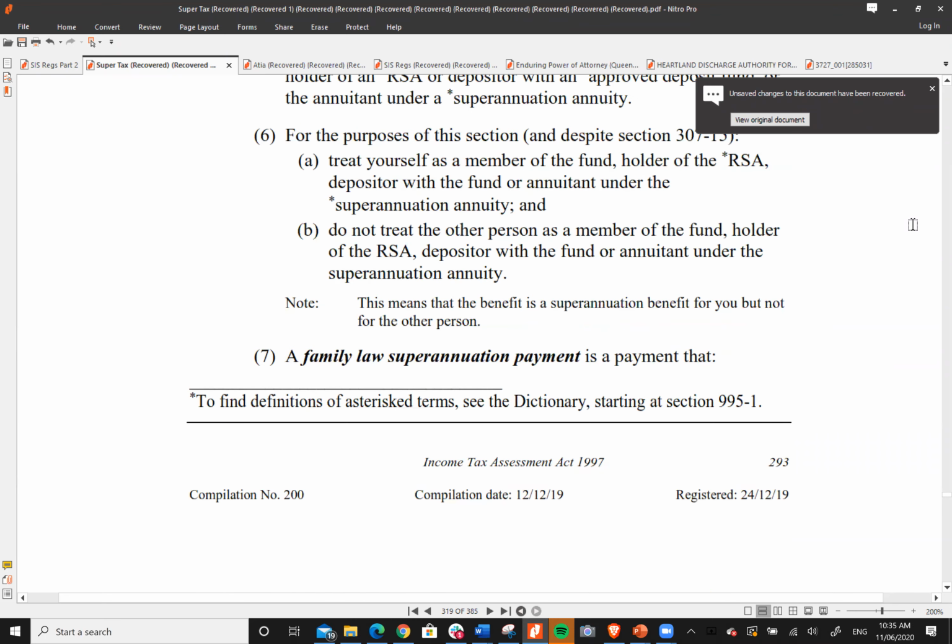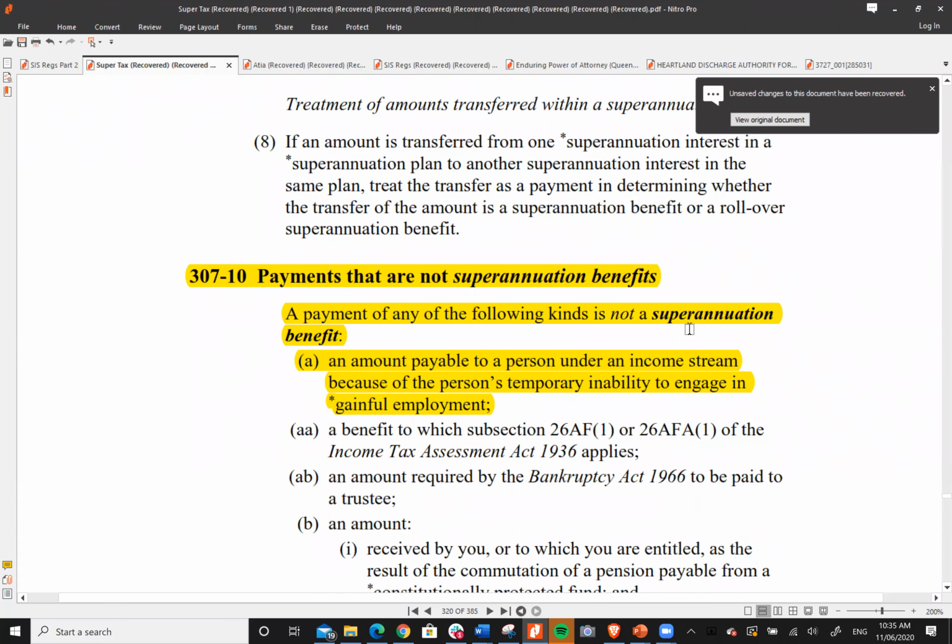When we go down to 307-10, that's actually a section that says payments that are not super benefits. A payment of any of the following kinds is not a superannuation benefit: an amount payable to a person under an income stream because of the person's temporary inability to engage in gainful employment. So the payment we're going to make out to Angel, we've decided is going to be $3,600 per month. Effectively, it's not a superannuation benefit. So when it comes out to her, all the concessional rules around superannuation benefits don't apply. Therefore, it's taxed as ordinary income. So the $3,600 would be taxed as ordinary income.